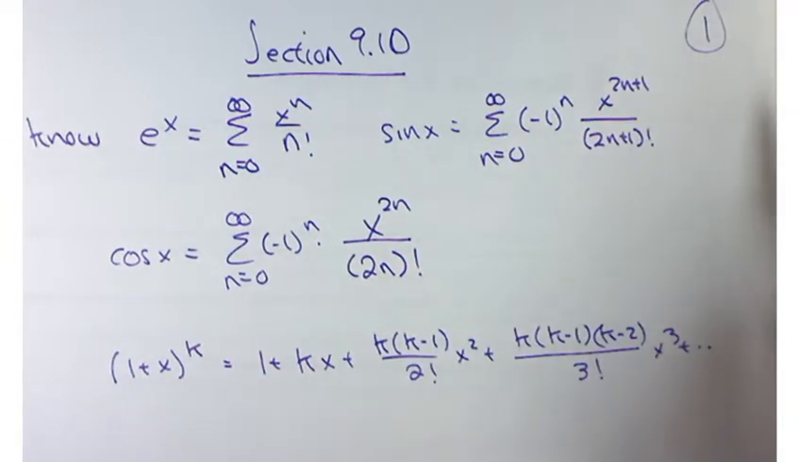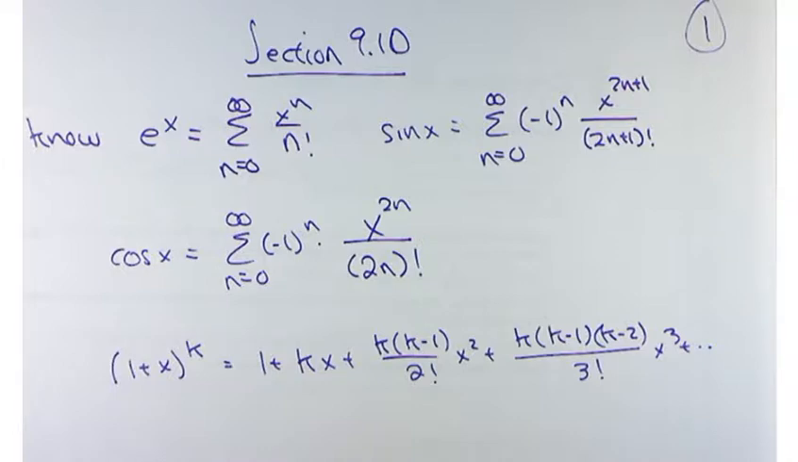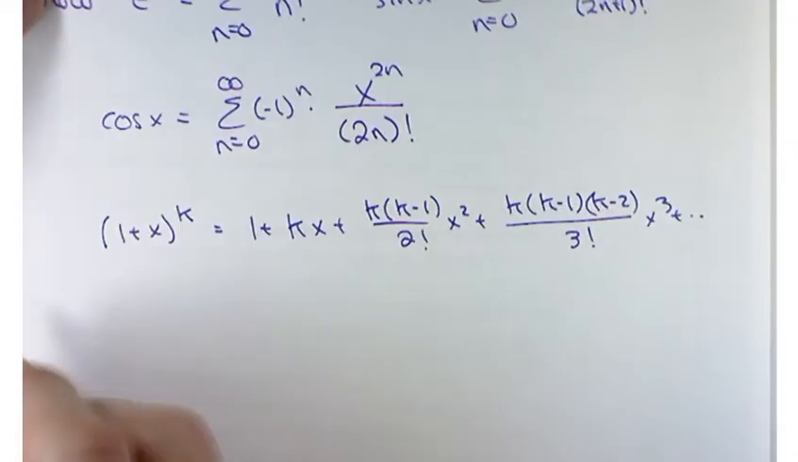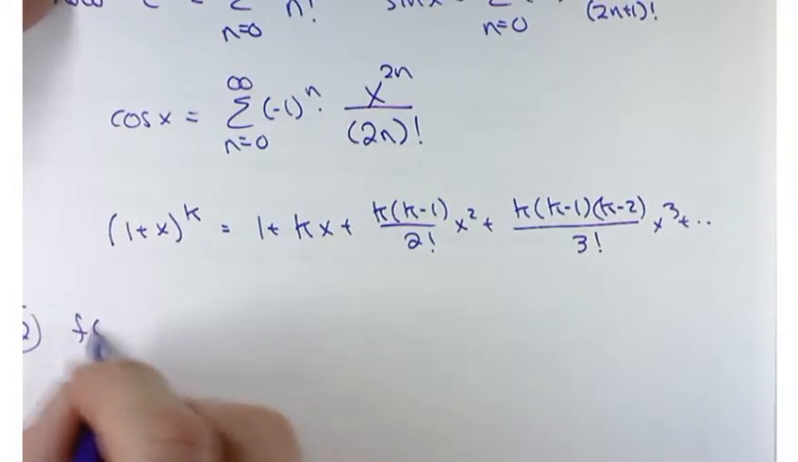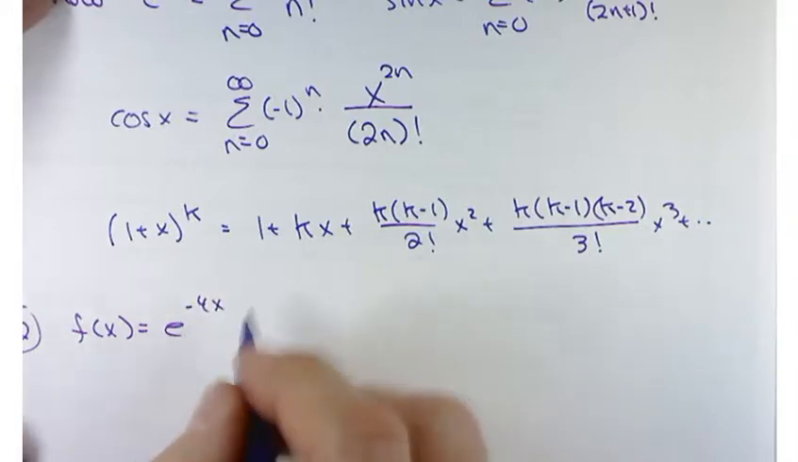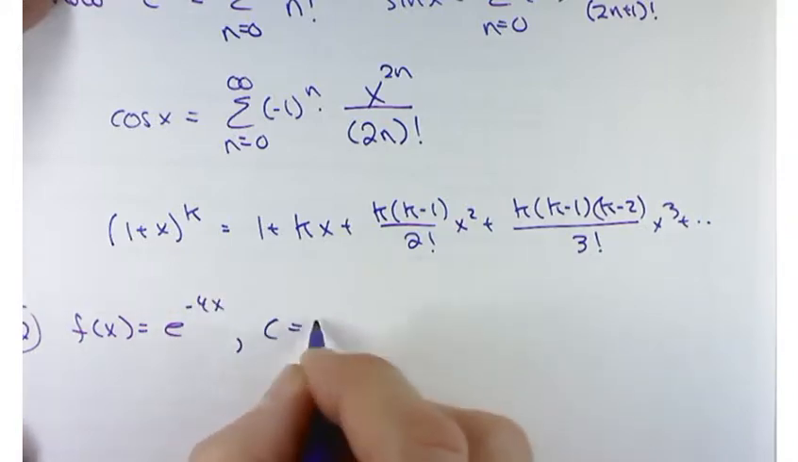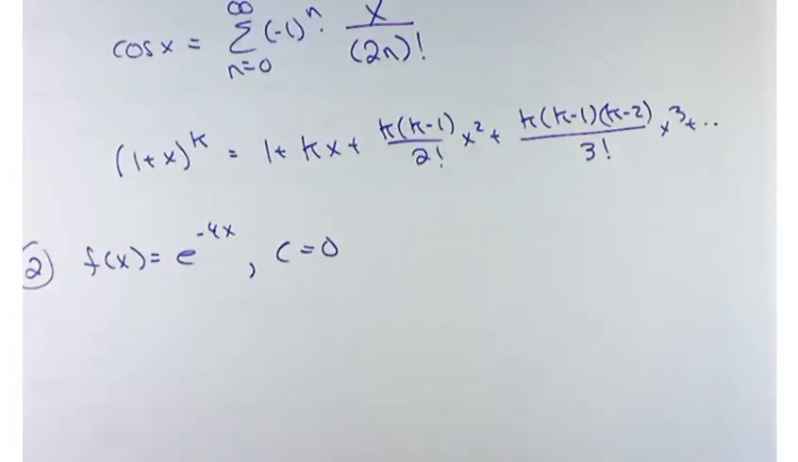And if you have these things, it makes it easier to get other series. So let's start with problem number 2. They asked you for a series for f of x equals e to the negative 4x, and we want that centered at 0. Okay, e to the negative 4x centered at 0. I think we can do that.